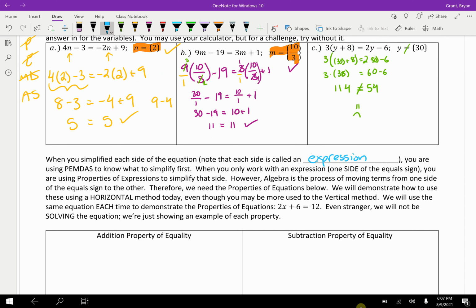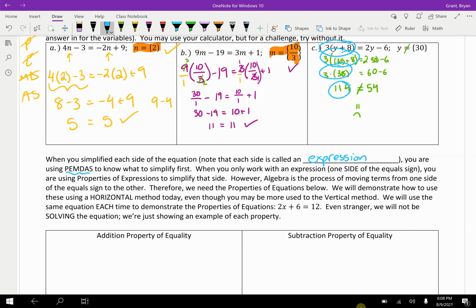So when we simplified this side of the expression, we used PEMDAS to know what to simplify first. When you're only working with an expression, or one side of the equal sign, you're using what we call properties of expressions to simplify that side. PEMDAS uses properties of expressions, distributing, combining like terms, all properties of expressions. But we're in algebra now, and algebra isn't about simplifying one side of an equation.